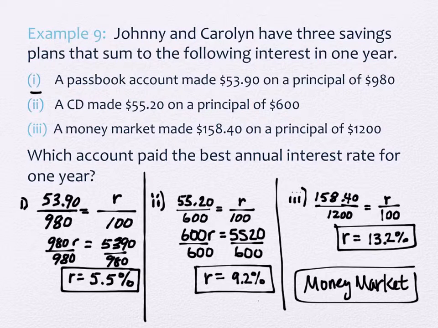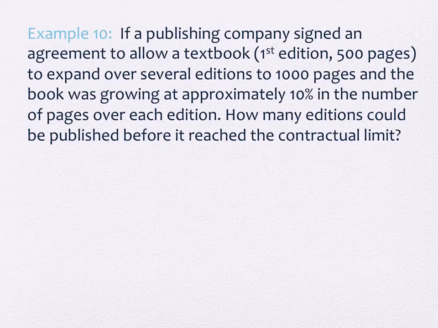All right, the next problem does not quite look like an interest problem, but it can be solved very much like an interest problem. So we're going to take a look at this. A publishing company signed an agreement to allow a textbook, first edition, 500 pages, to expand over several editions until it's 1,000 pages long. The textbook's growing at approximately 10% in the number of pages over each edition. How many editions could be published before it reached the contractual limit?